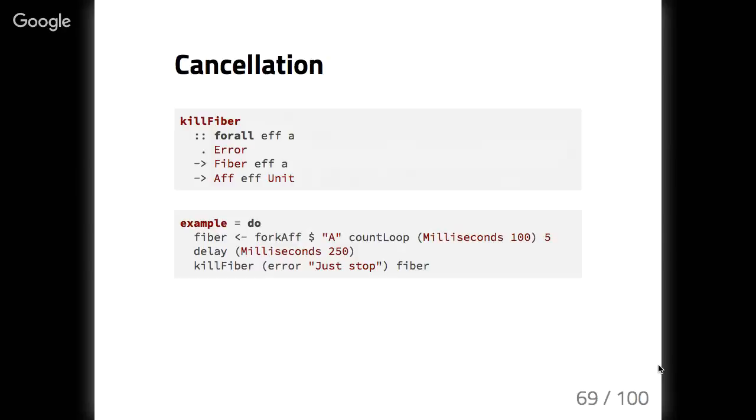So as an example, the same count loop. We forked it off, it's running. Then we're going to have a delay here in this fiber. We've got another fiber over here. We've got a delay in the main one, and then we're going to kill the fiber that we forked, and it will stop it. It'll actually stop the countdown then. So it might just count down from 5 to 4 and then stop completely.